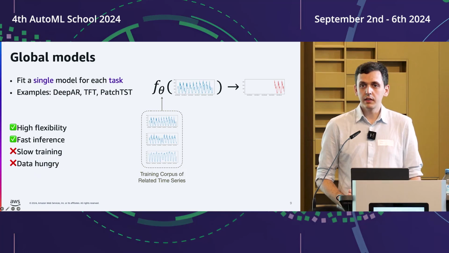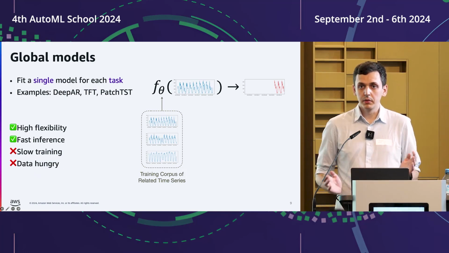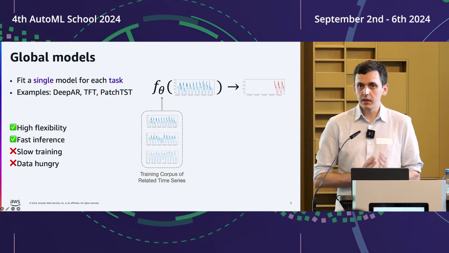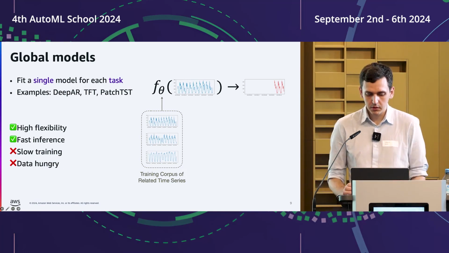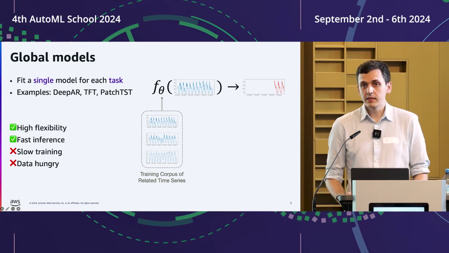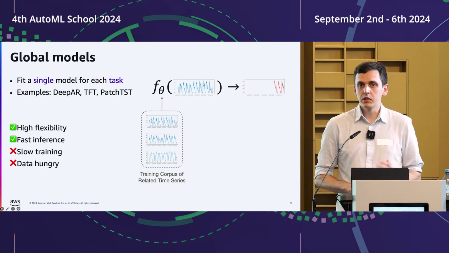And the main idea here is that given this collection of multiple related time series, so again, maybe sales for different products in your shop, you would fit a single model, usually based on some machine learning algorithm.